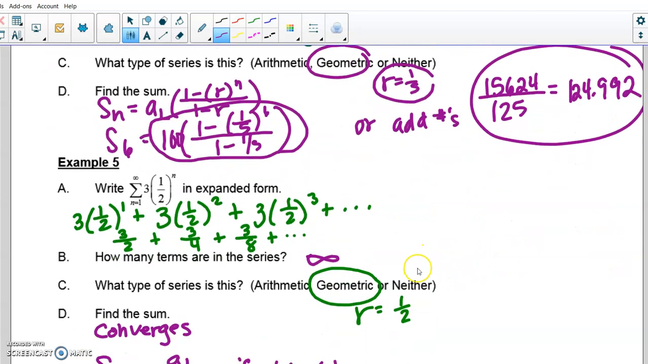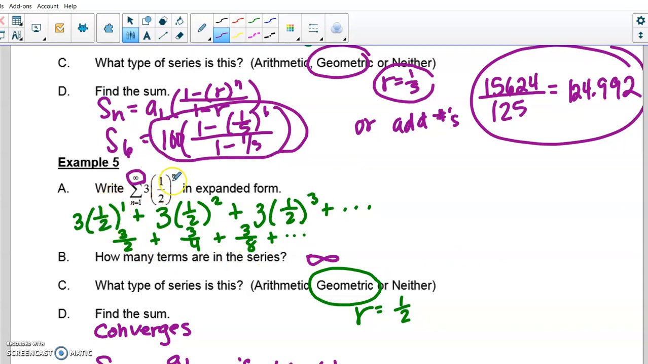All right, last example. It says to write this sigma notation in expanded form, and we're going from 1 to infinity. So this is an infinite geometric series. It's because of this right here. We don't have an ending. It's not a finite geometric series. It's infinite. It's going to go on forever. So when it says how many terms are in the series, there's an infinite number. It's going to go on forever and ever and ever.